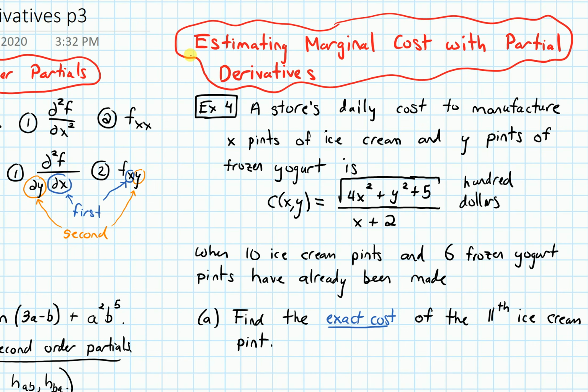In this video, we will talk about how to estimate marginal cost with partial derivatives. So I want to begin with an example right away, which says a store's daily cost to manufacture X pints of ice cream and Y pints of frozen yogurt is given by this function C of X comma Y, and the units are hundreds of dollars. When 10 ice cream pints and 6 frozen yogurt pints have already been made, part A asks, find the exact cost of the 11th ice cream pint.